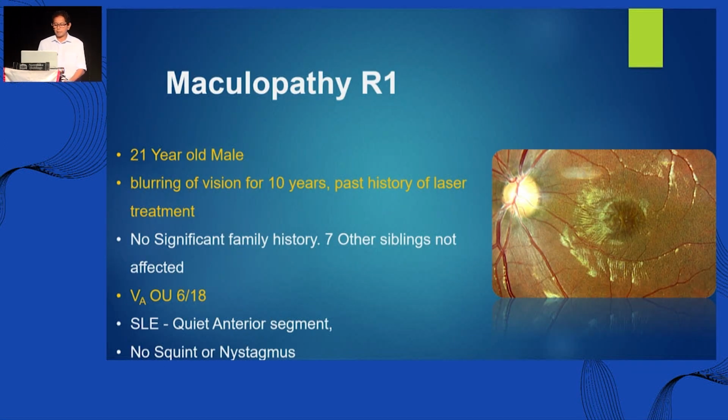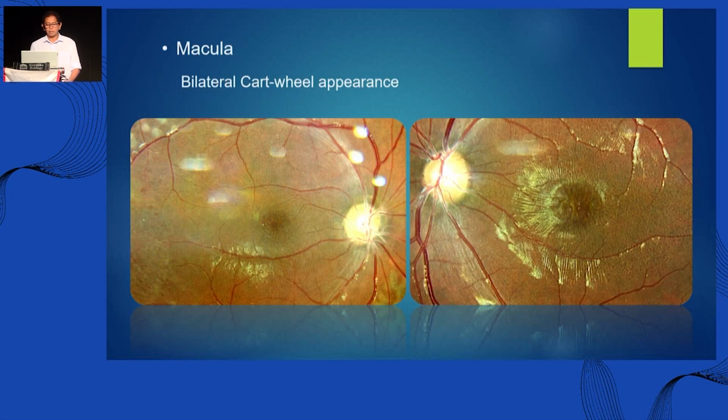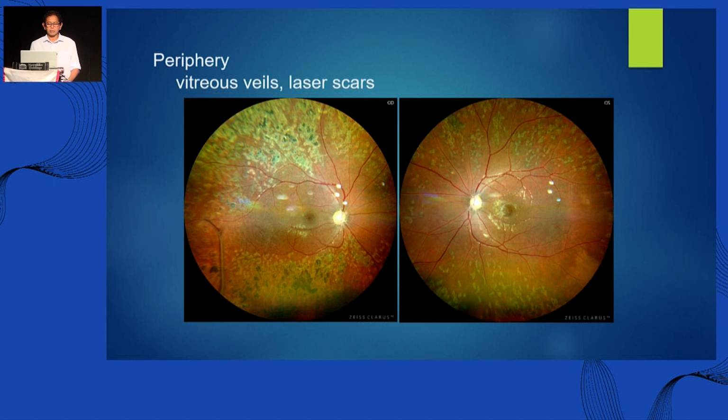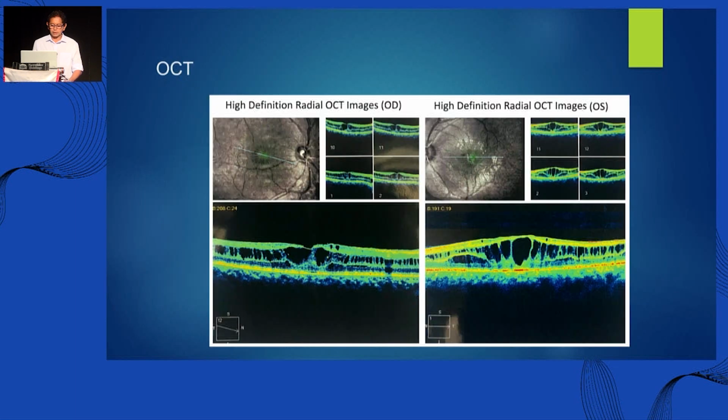Then this patient, a 21-year-old, had blurring of vision for 10 years. There was a history of some laser treatment. Vision was 6/18. You can see in the macula a bilateral cartwheel appearance, which is typical of retinoschisis, and also in the periphery we could see vitreous veils and laser scars. So the OCT is typical of juvenile retinoschisis.